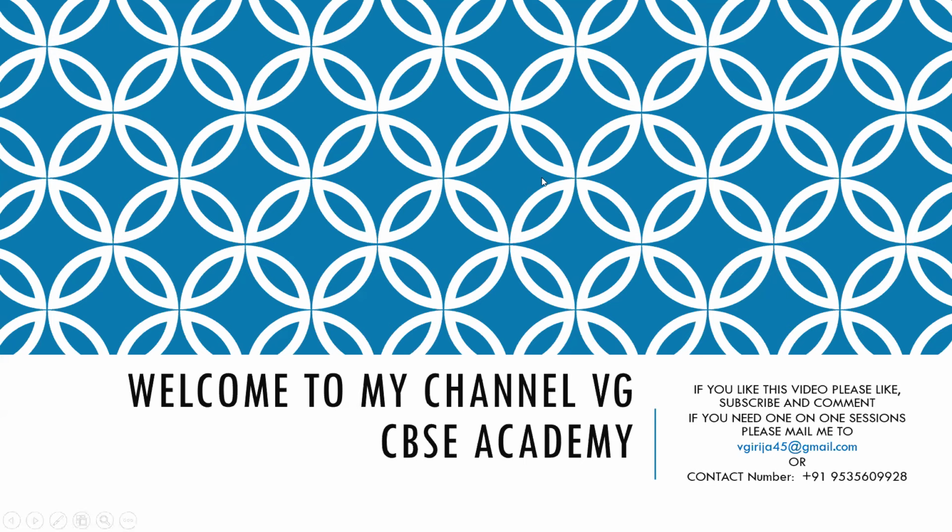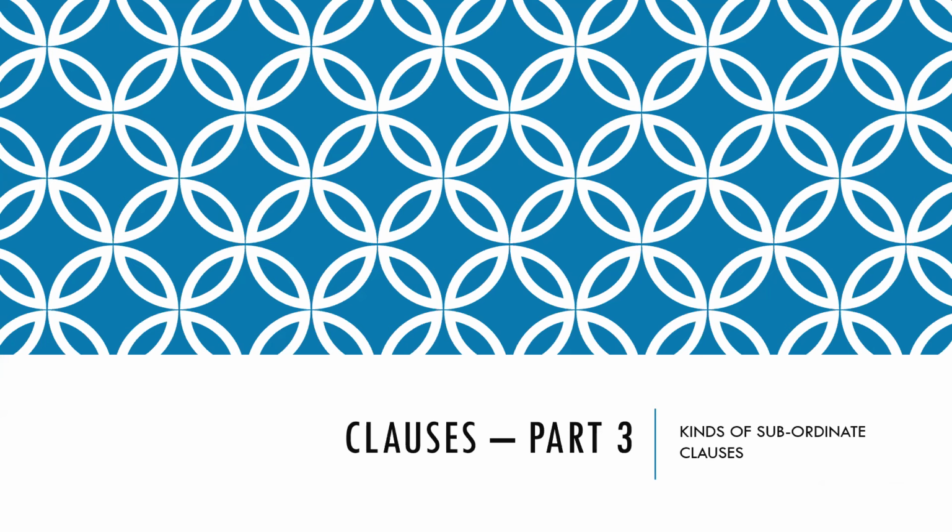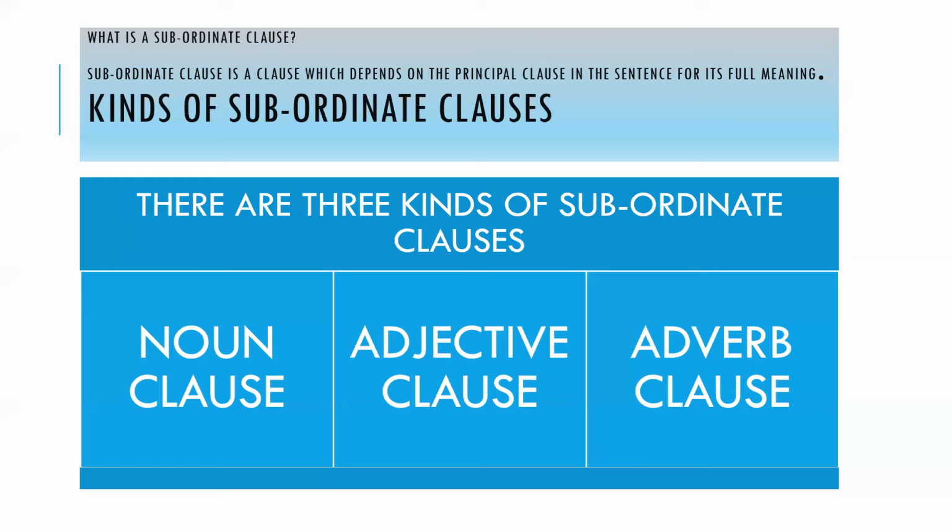Today we are going to learn about clauses: what is a clause and what are the kinds of subordinate clause. In previous videos you have learned about clauses, parts 1 and 2. You can refer to them. Under that, we are going to expand and go with kinds of subordinate clause. What is a subordinate clause? A subordinate clause is a clause which depends on the principal clause in the sentence for its full meaning.